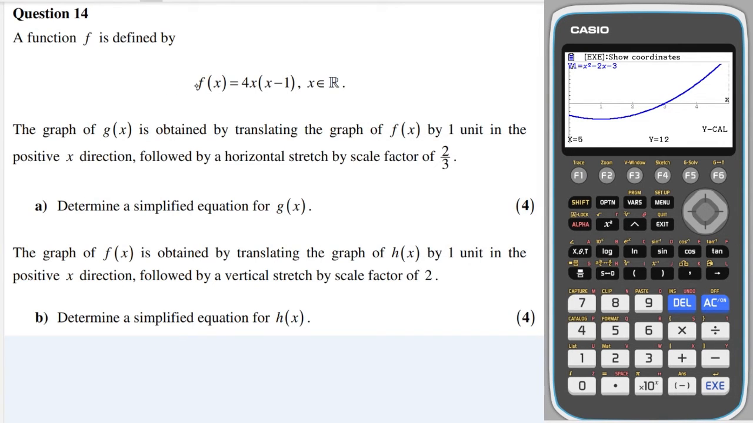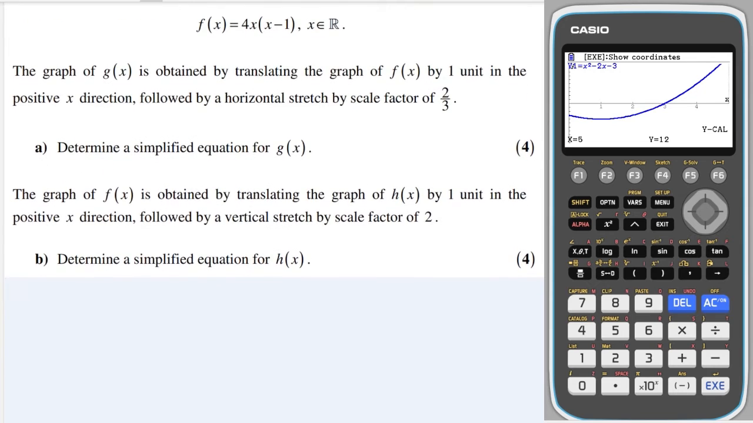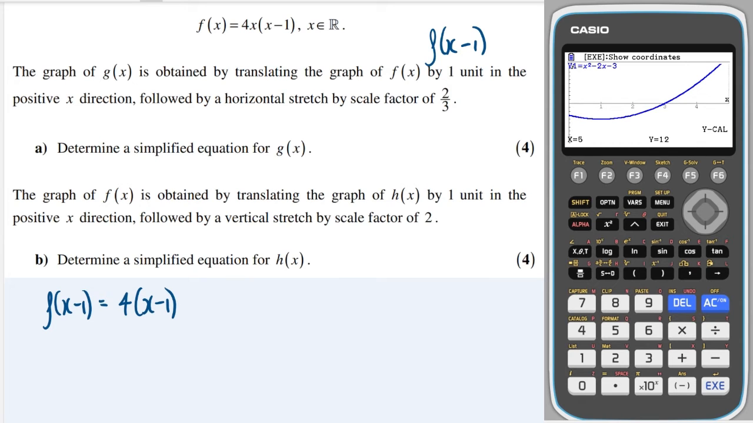Okay, question 14, we've got a function and then it's obtained by translating the graph by 1 unit in the positive x direction. So that's the same as f of x minus 1. That will move it one direction to the right. So let's work out what that is. So f of x minus 1 means we replace all the x's with x minus 1's. So it's 4 lots of x minus 1, and then x minus 1 minus 1 is the same as x minus 2.